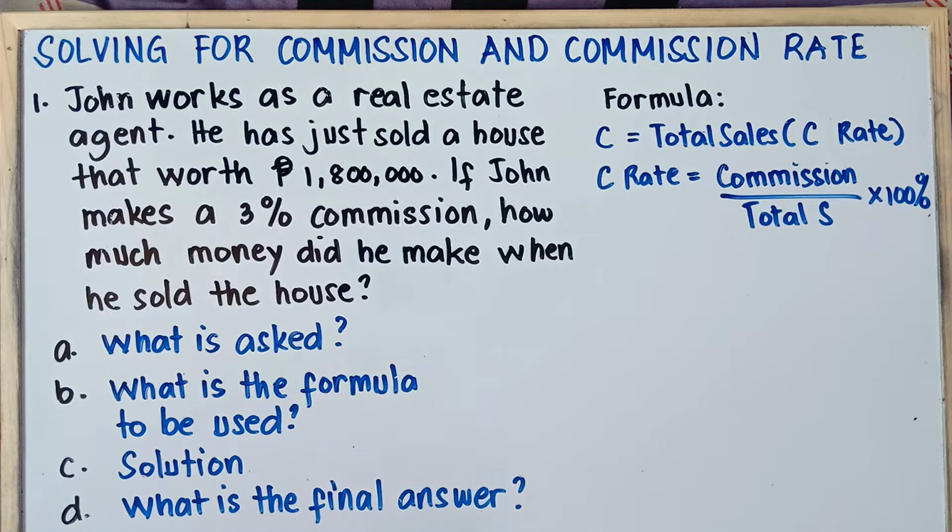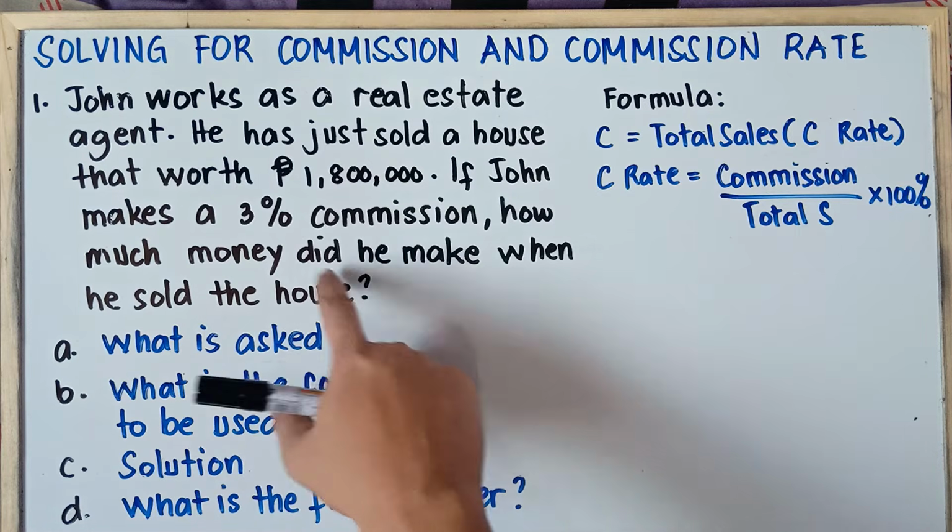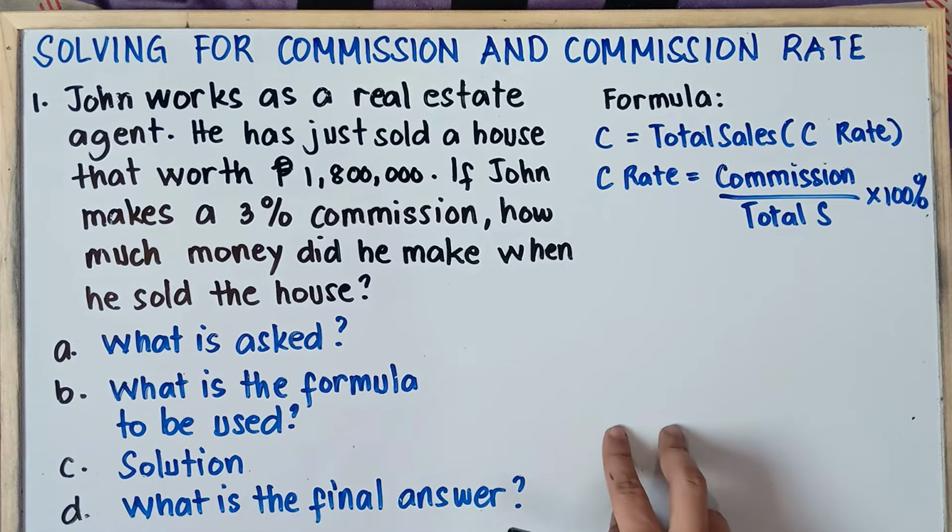Alright, let's start with example number 1. John works as a real estate agent. He has just sold a house that's worth 1,800,000 pesos. If John makes a 3% commission, how much money did he make when he sold the house?